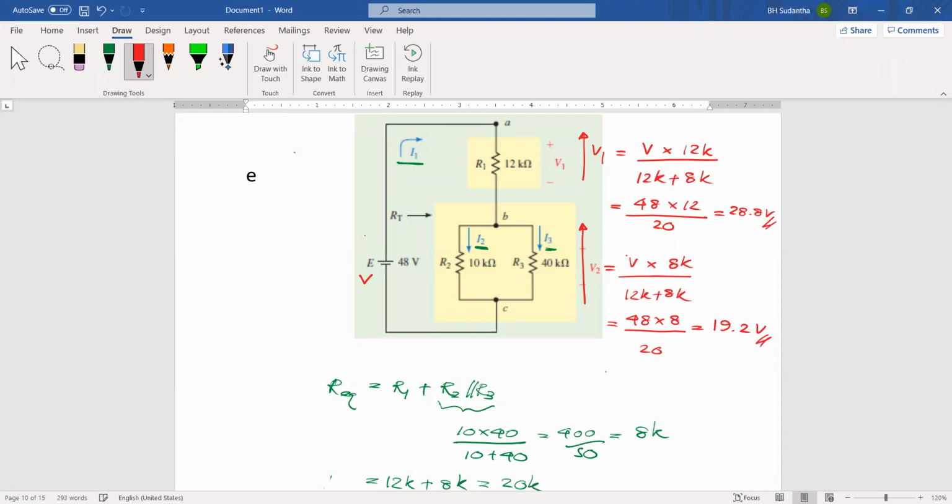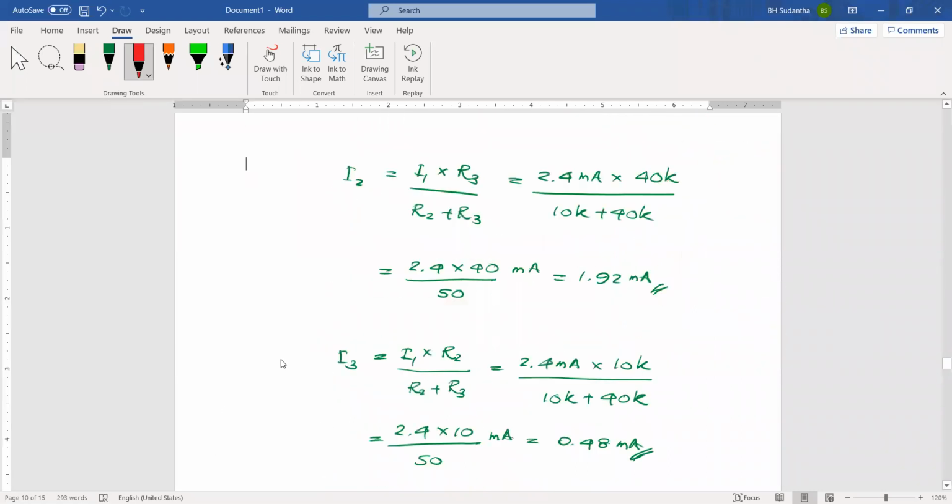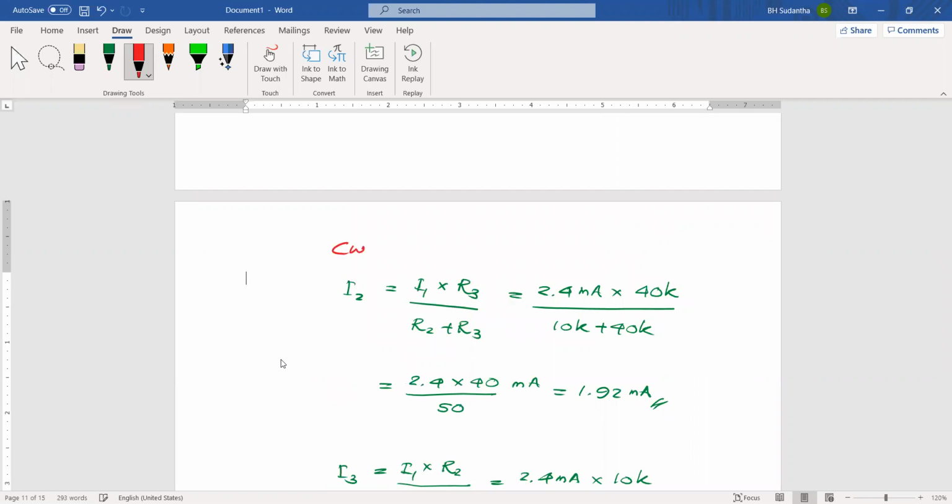Like that. Here we have applied the voltage dividing rule. And here we applied the current dividing rule.